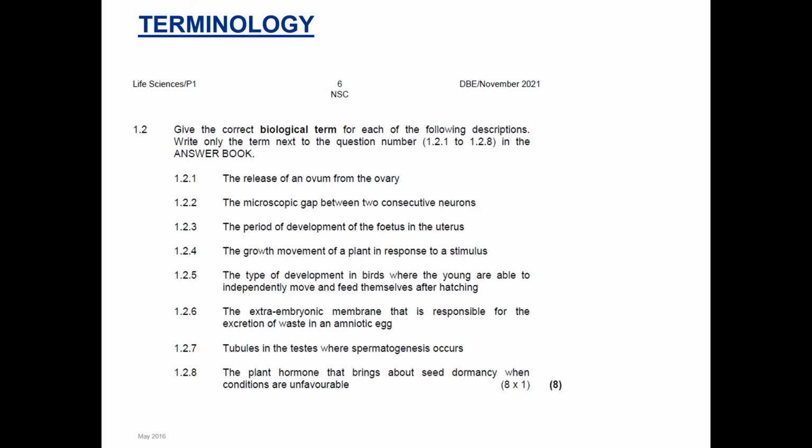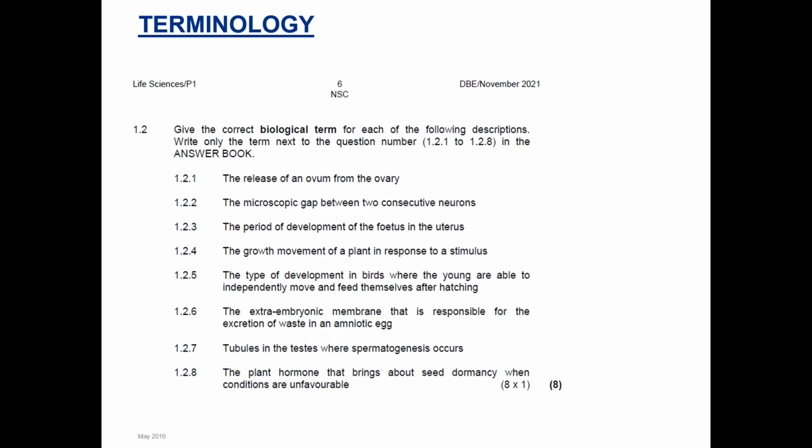124. The growth movement of a plant in response to a stimulus. Just the word stimulus, nothing else. So that is a tropism. 125. The type of development in birds where the young are able to independently move and feed themselves. They can move and feed themselves. That's precocial development.